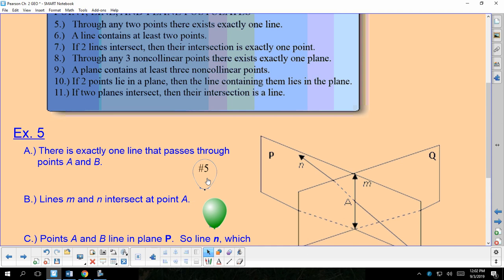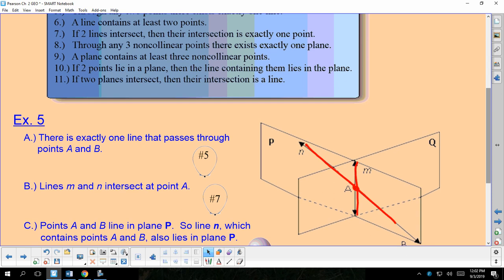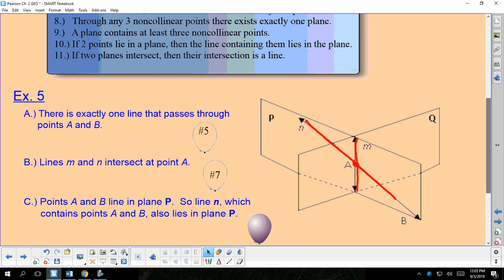Lines M and N intersect at one point. So we have lines M and N. They intersect at exactly one point. That point is A. So if two lines intersect, then their intersection is exactly one point. That's number 7. And then points A and B lie in plane P. So line N, which contains points A and B, also lies in plane P. So that would be number 10. If two points lie in a plane, then the line containing them lies in the plane. Number 10.